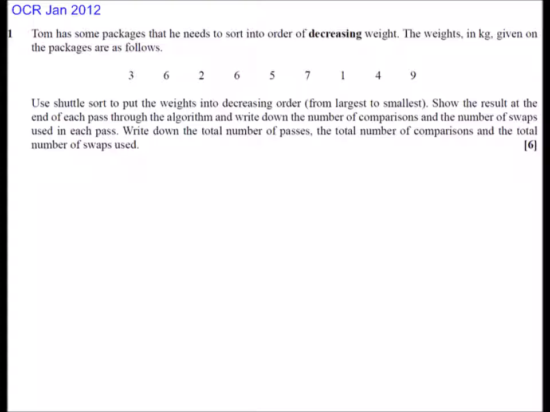Okay, so let's have a look at how this works in an exam question. Tom has some packages that he needs to sort into order of decreasing weight. The weights in kilograms given on the packages are as follows. So before we start, we've got 3, 6, 2, 6, 5, 7, 1, 4, and 9.